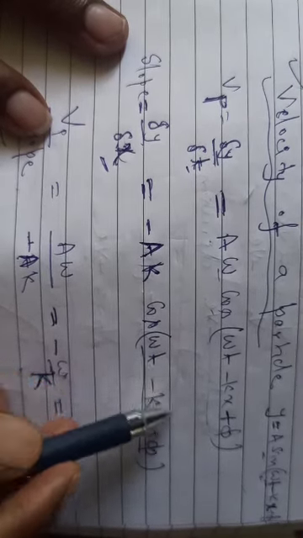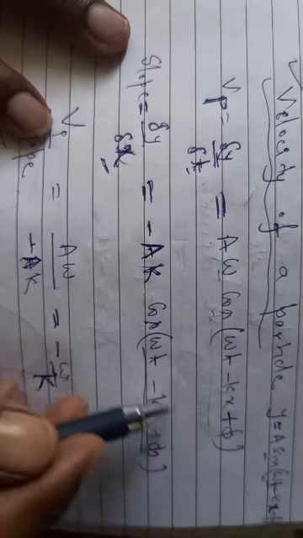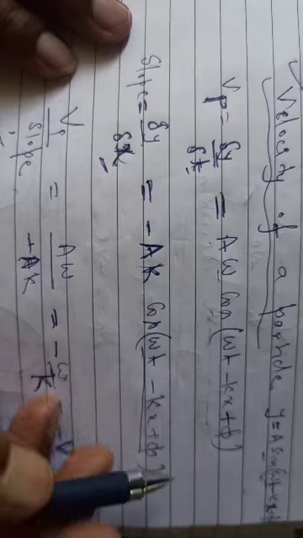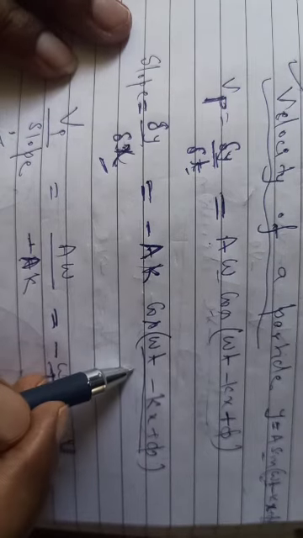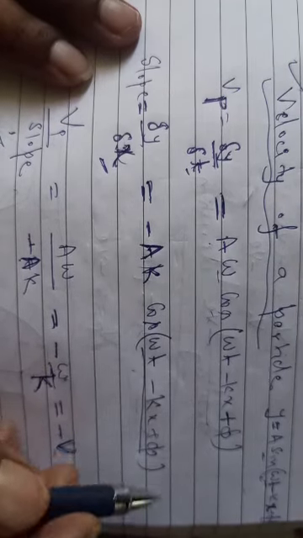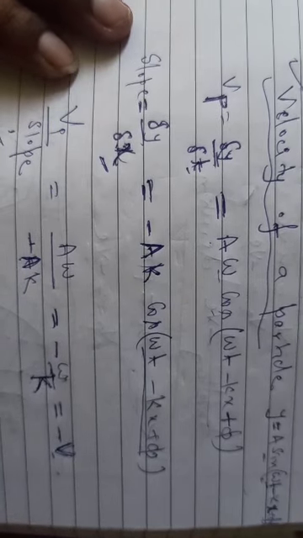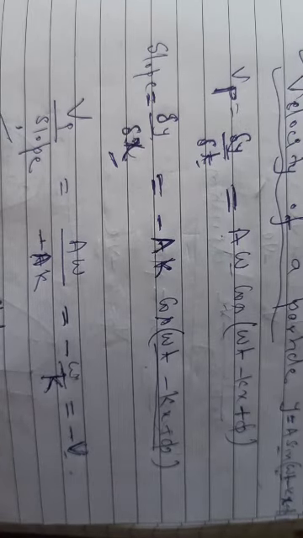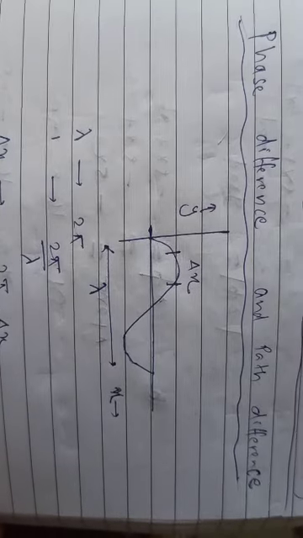Okay, this determines the displacement or velocity of the particle. So this whole term is phase. This is the angle, you can say. Okay, and this phase will be given in terms of pi, 2 pi, pi by 2, means angle.